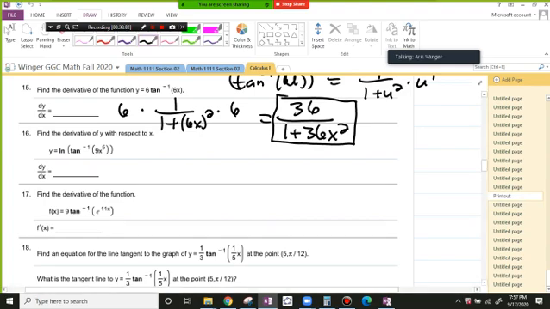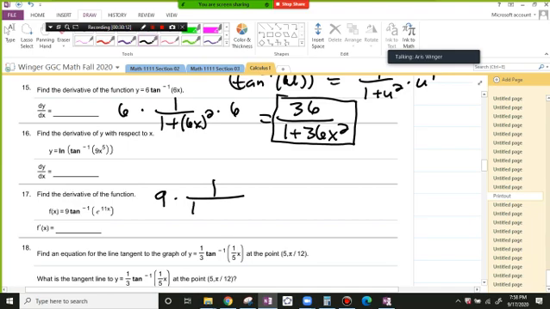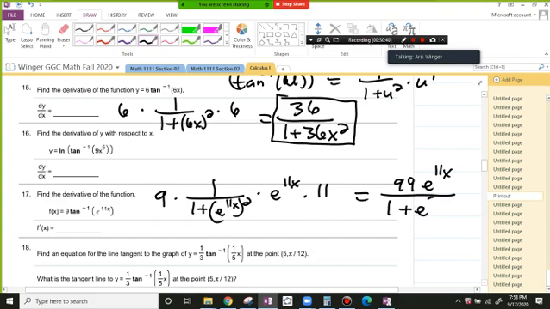Here we might be able to manage this one on this page. This is going to be 9 times 1 over 1 plus e to the 11x squared times the derivative of e to the 11x, which is e to the 11x times the derivative of 11x, which is 11. And here we can do 99 e to the 11x over 1 plus e to the 22x.